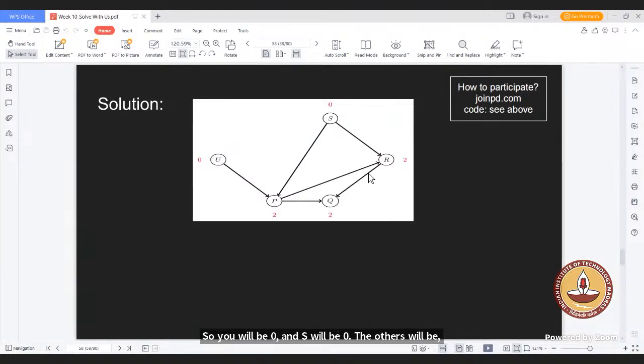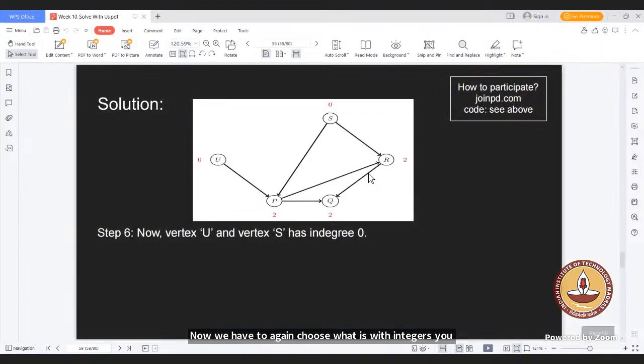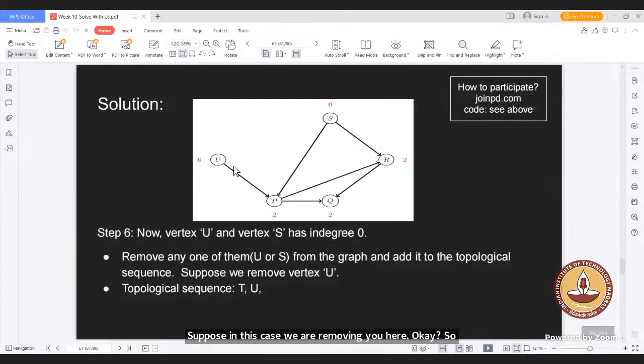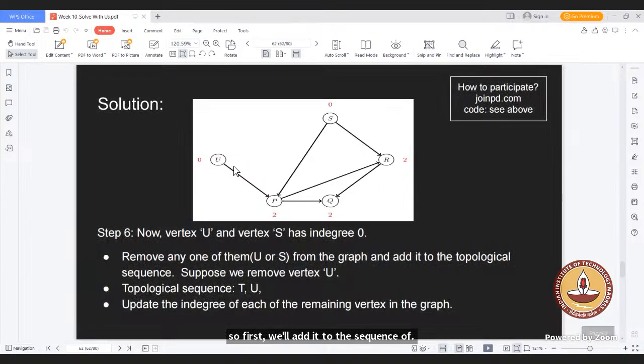Now we have to again choose a vertex with integrity 0. We can choose either U or S. So remove any one of them. It's your choice, it's up to you. Suppose in this case we are removing U here. So U is removed. First we'll add it to the sequence, so the topological sequence will be T comma U. And now we have to remove U and remove the corresponding edge also.